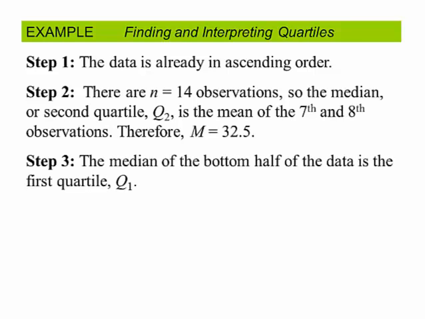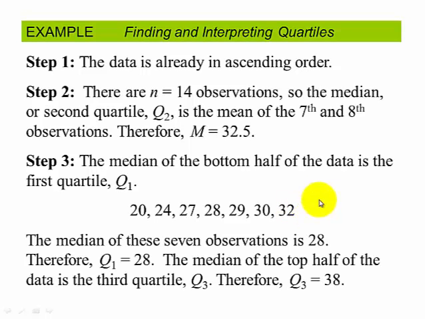Third step, the median of the bottom half of the data will be our first quartile. This is the bottom half. 28 will be our median for the bottom half, 3 below and 3 above. So Q1 is 28. To find Q3, we take the median of the top half, and that will be Q3, which turns out to be 38.